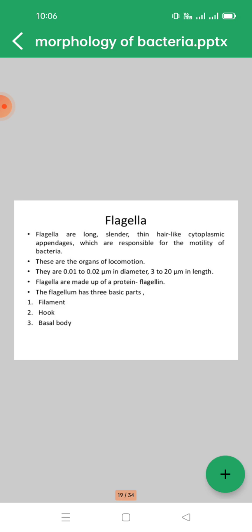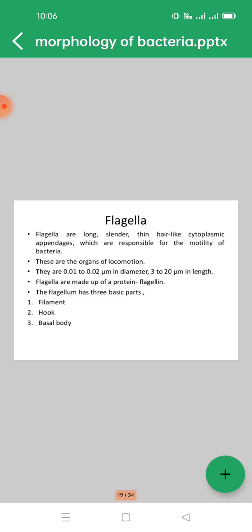First one is flagella. Flagella are thin, long, hair-like cytoplasmic appendages. They are especially useful for bacterial movement, which is known as motility. Motility is nothing but movement. Flagella are very helpful for the movement of bacteria from one place to another. So these are the organs of locomotion.